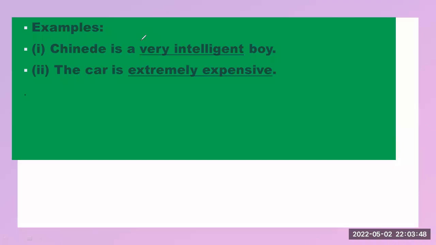Now, example one: Chinede is a very intelligent boy. Now, look at the phrase very intelligent. It is made up of two words, very and intelligent. Here, very is a modifier. So in grammatical analysis, we represent this with M for modifier. And then this one is the head word. We can represent it with H. So the word intelligent is an adjective and is the head word. So when we have a group of words with an adjective as the head word, that can form an adjectival phrase. All right? That forms an adjectival phrase.